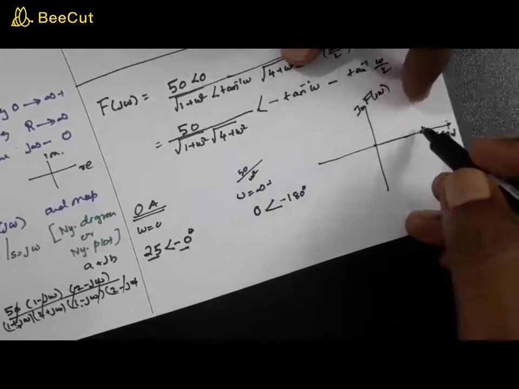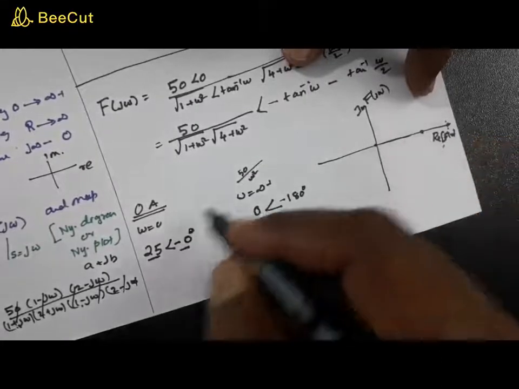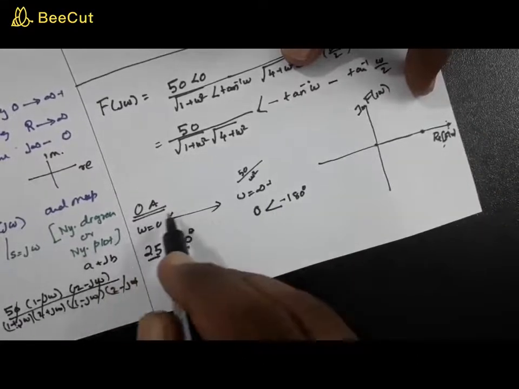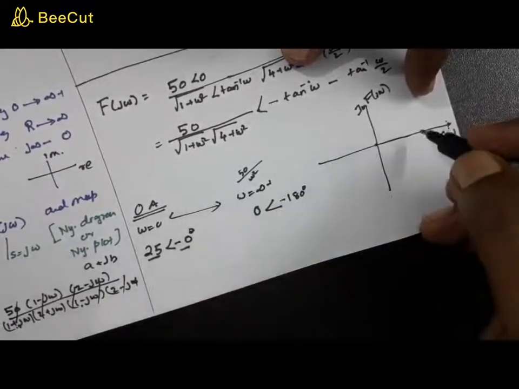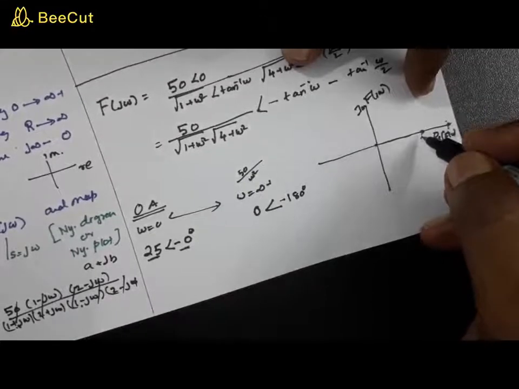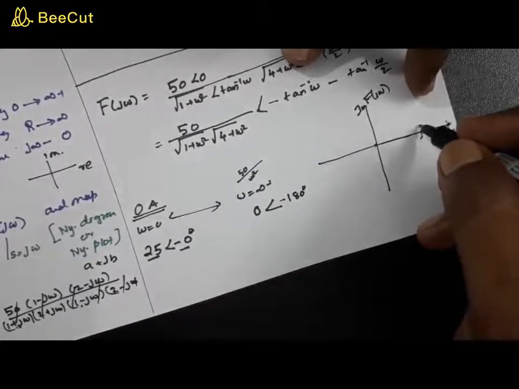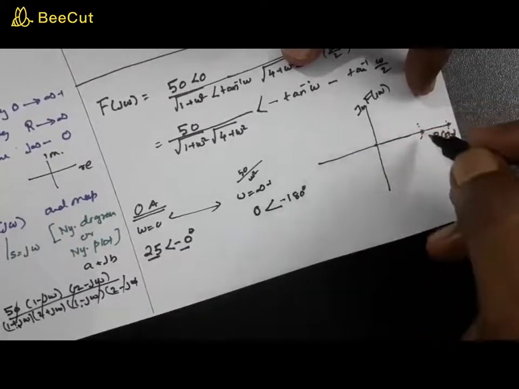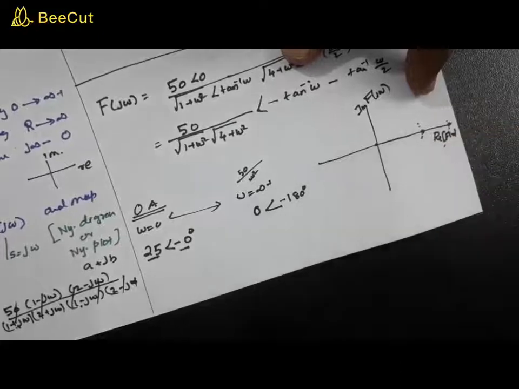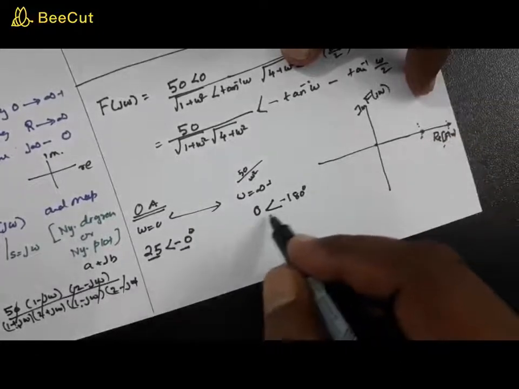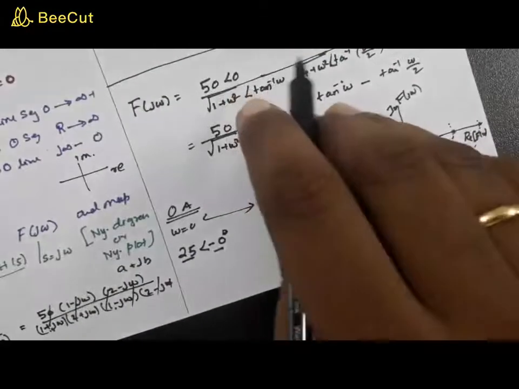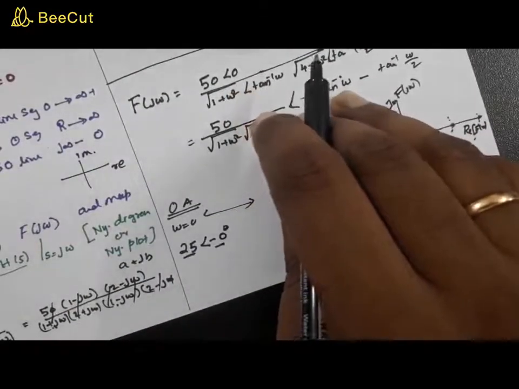Now, what are the possible ways by which this particular plot travels? In between, you have omegas ranging from 0 to infinity. That means you are varying omega. So as you vary, this plot has to travel. Then the next question is, in which direction will it travel? Will it travel through these positive quadrants, or will it travel through this negative quadrant? For this you need to be a bit careful.